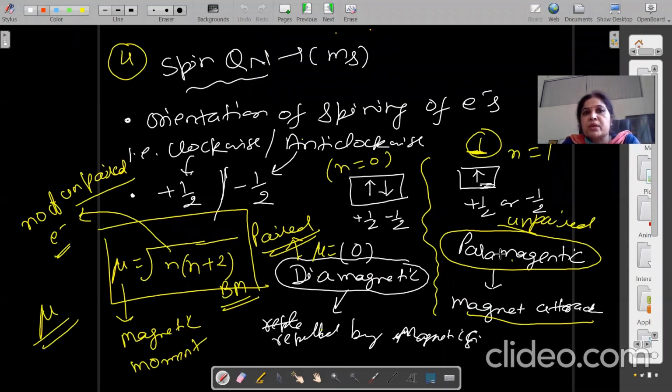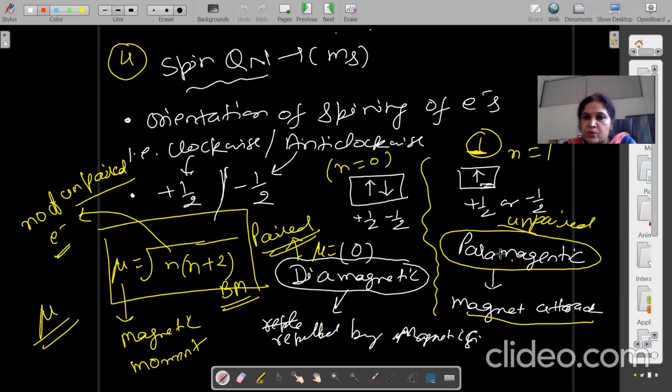Now the last quantum number, that is the 4th quantum number, is the spin quantum number. Spin quantum number tells about the orientation of spinning of electrons. What is the meaning of that? It means in which direction the electron spins, clockwise or anti-clockwise. The spin quantum number has 2 values, plus half or minus half. So if one is clockwise, the other will be anti-clockwise.